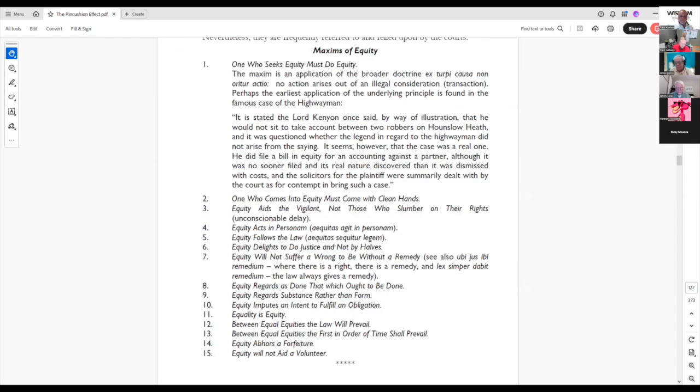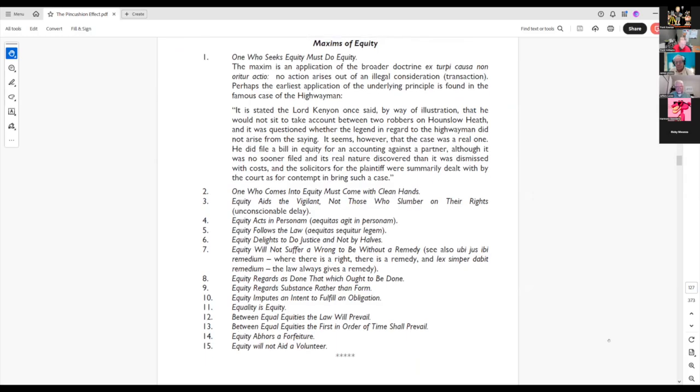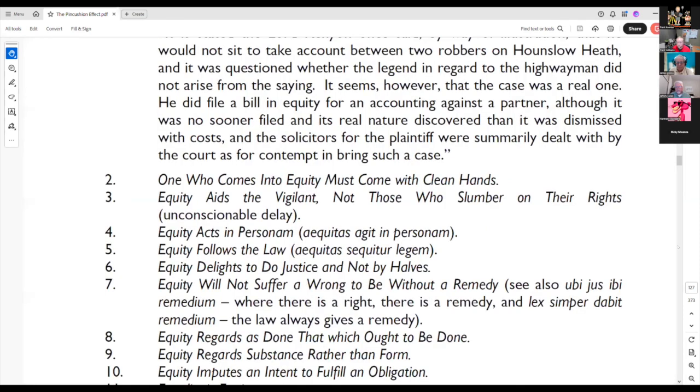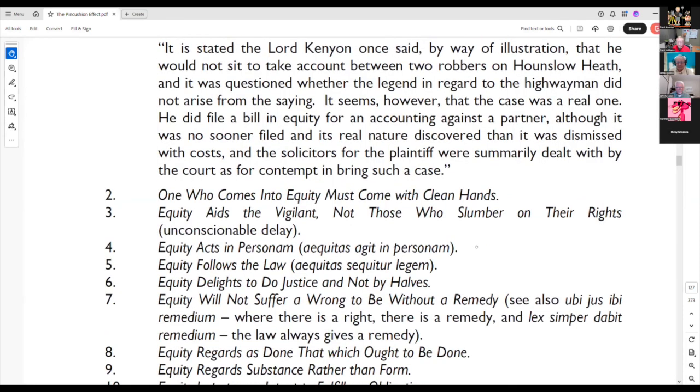He did file a bill in equity for an accounting against a partner, although it was no sooner filed and its real nature discovered than it was dismissed with costs, and the solicitors for the plaintiff were summarily dealt with by the court as for contempt in bringing such a case. Number two, one who comes... There's no honor among thieves, Trent. No honor among thieves. Yep.